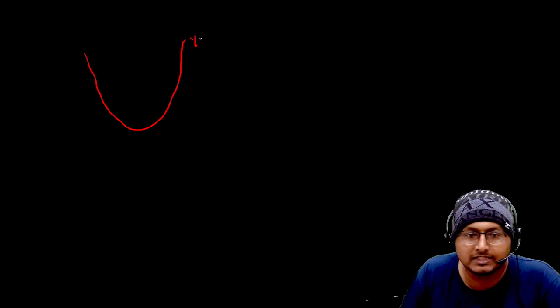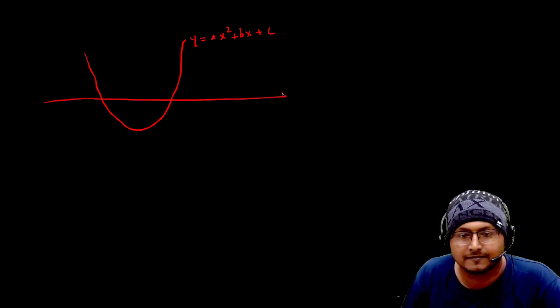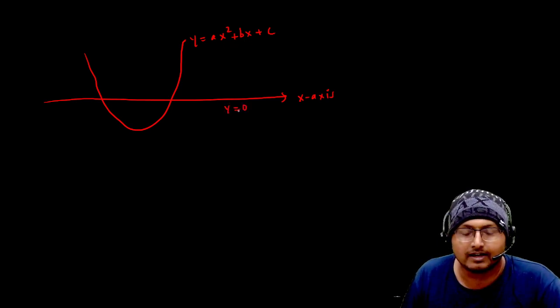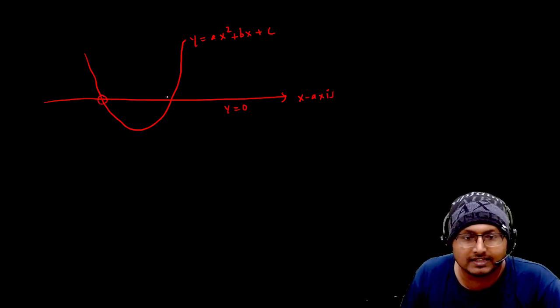Okay, previously we have seen the curve, right? So this is the curve, y equals ax square plus bx plus c. This is the x-axis. So what does y equals ax square plus bx plus c represent? This is the y equal to 0 axis, and this is ax square plus bx plus c. So the curve is touching the x-axis at 2 points, that is at y1 and y2.